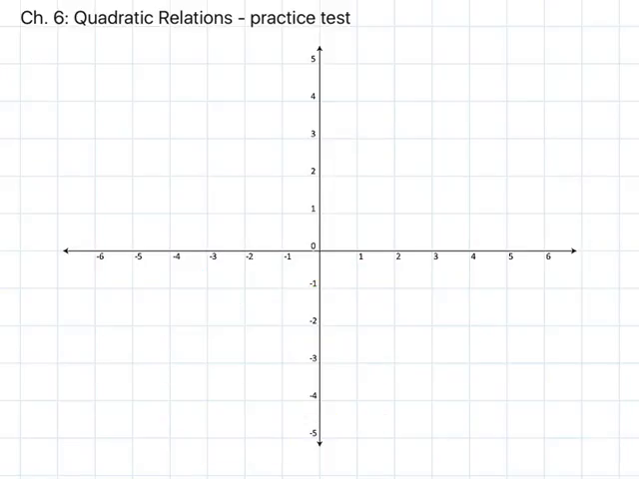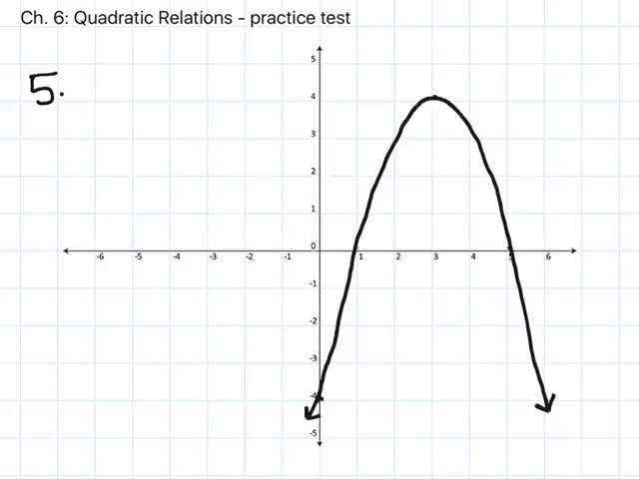Okay, question 5. The graph shows a quadratic relation. The graph that they've given you looks something like this. So they want to know what the vertex coordinates are. So that's right here. And that would be 3, 4.